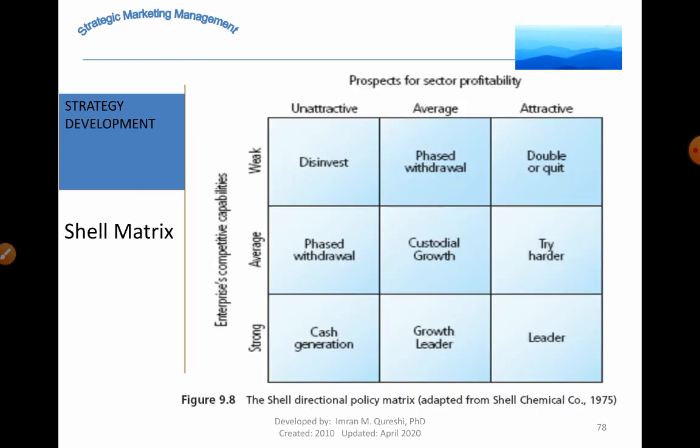Okay. Next framework is the Shell matrix. In the Shell matrix again, we have two factors: prospects for sector profitability on the x-axis, and on the y-axis we have the enterprise's competitive capabilities.